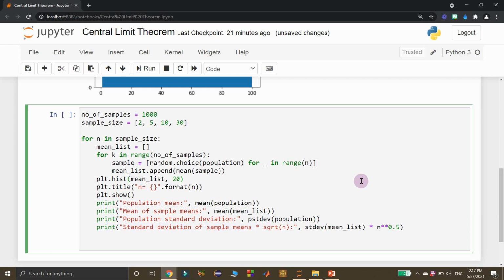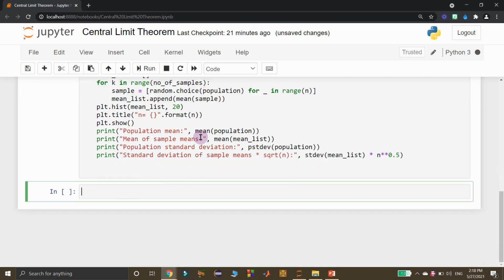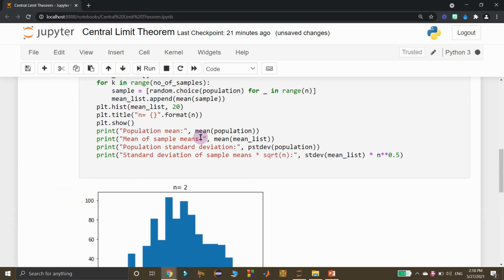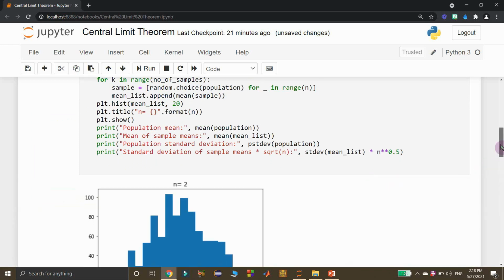If I run this cell, then we will get 4 histograms. The first histogram is nothing but the histogram of the sample means by considering the sample size 2, and the second histogram is the histogram of the sample means by considering the sample size 5, and the third histogram will consider the sample size 10, and finally we will get the histogram of all the sample means by considering the sample size as 30. I am running this cell. Then we got the histogram.